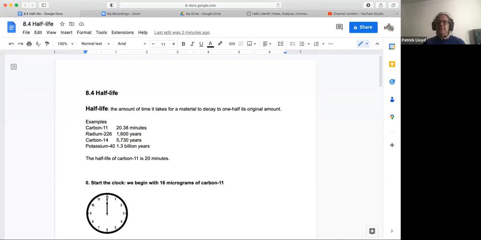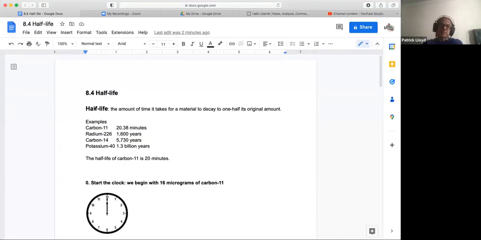Okay, so in this section, this is 8.4. What we're going to do is look at a phenomenon called half-life. It's a property of radioactivity. So let me bring up a little outline here. So we're going to look at half-life.